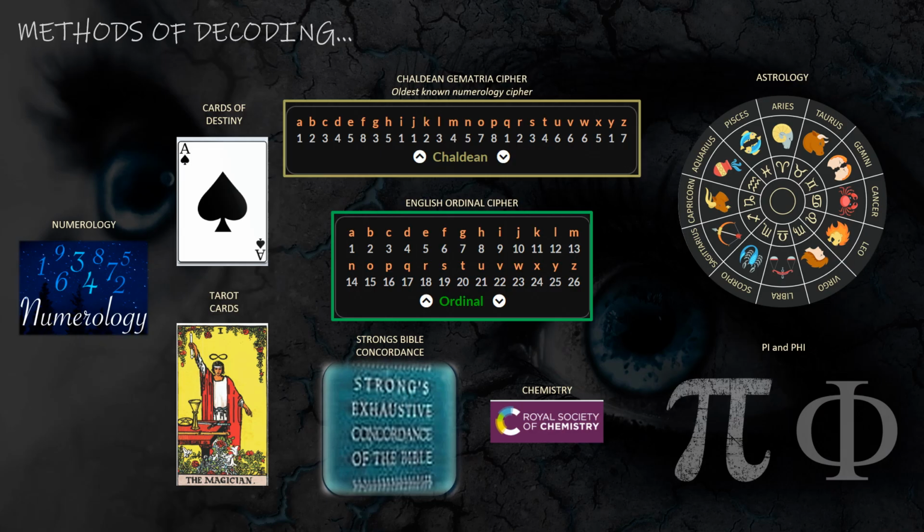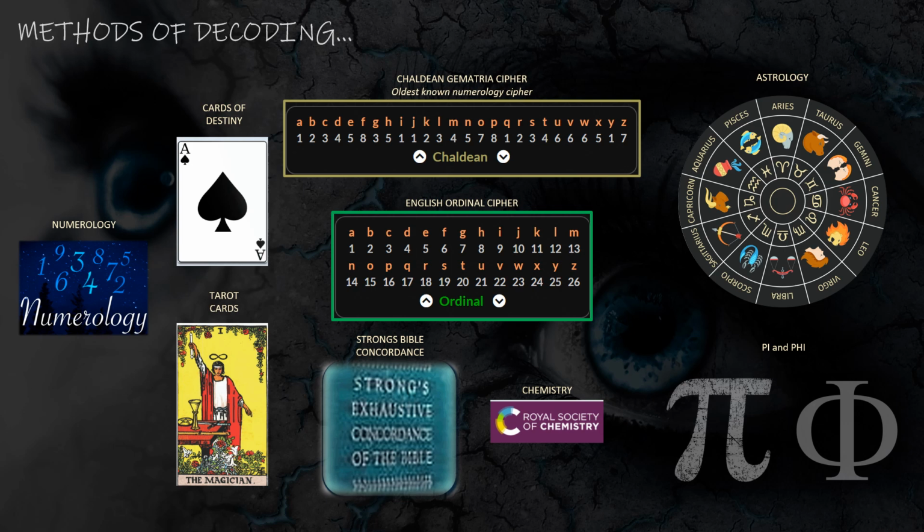My methods of decoding are primarily the Chaldean Gematria cipher. This cipher is based on the numbers 1 to 8, based on the phonetics of the letters themselves, so the sounds that the letters make. Just like the musical scale, which is 1, 2, 3, 4, 5, 6, 7, 8, do, re, mi, fa, sol, la, ti, do, same as the Chaldean Gematria cipher. The letters are grouped up by sound. It is the oldest cipher we know, so it has that antiquity.